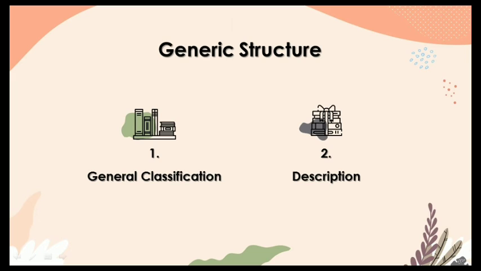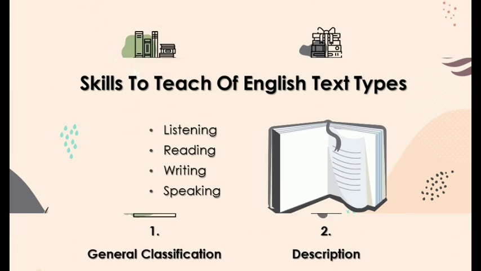And the next is generic structure of report text. There are 2 structures of report text. For the first is general classification. In stating classification of general aspect of thing, it will be discussed in general. For the second is description. It tells what the phenomenon under discussion in terms of parts, qualities, habits, or behaviors.